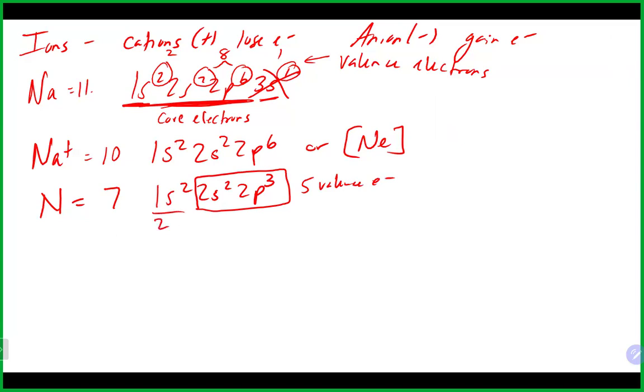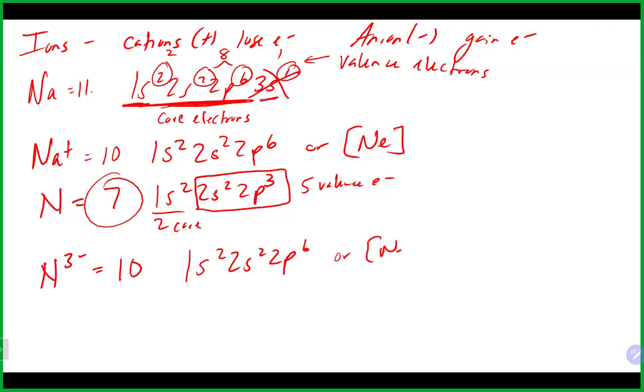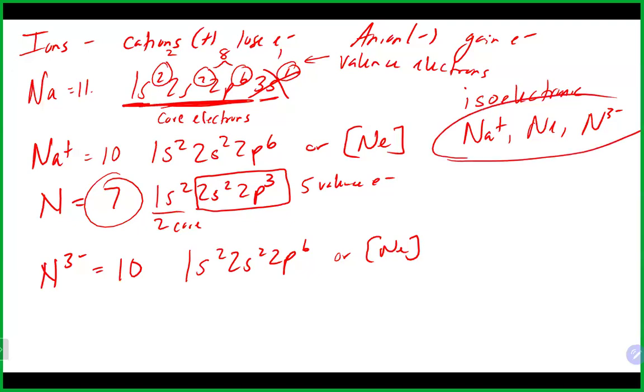And it has 2 core electrons there on the bottom. So when nitrogen gets a charge, it will be a -3 charge, which means it has gained 3 electrons and becomes 10 electrons, with an electron configuration of 1s2, 2s2, 2p6, which again is still neon. Remember that this is what is known as being isoelectronic. It has the same electron configuration. Sodium with a +1 charge, neon, and nitrogen with a -3 charge all have the same electron configuration.